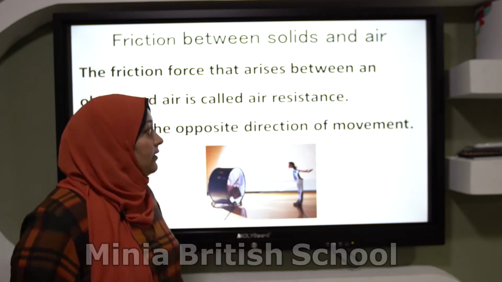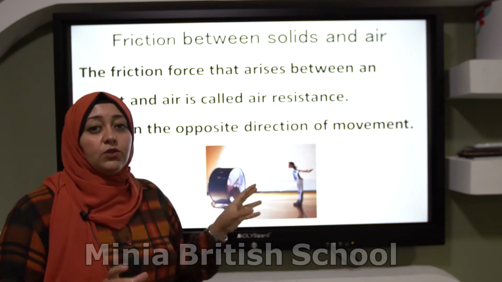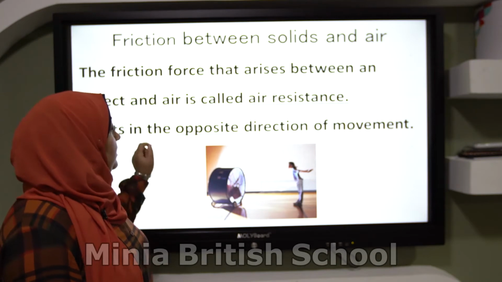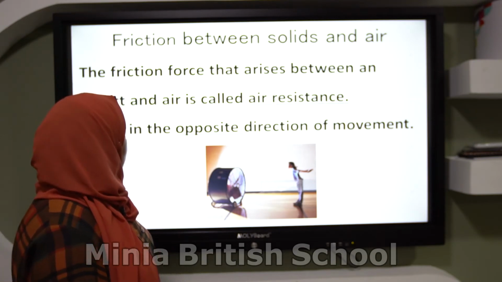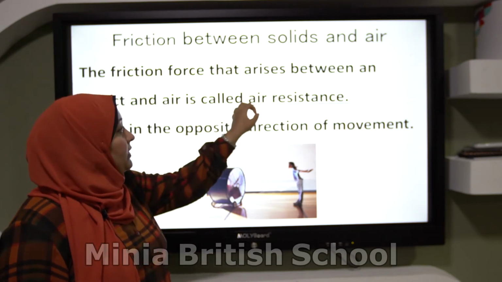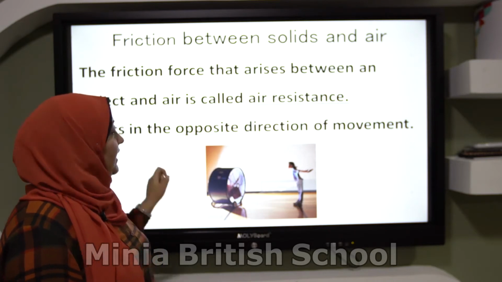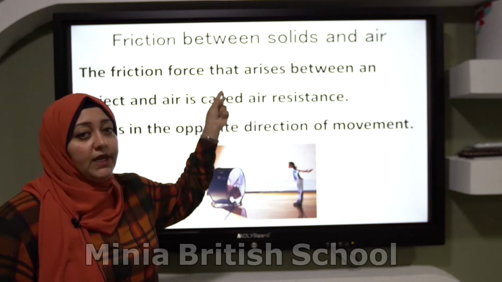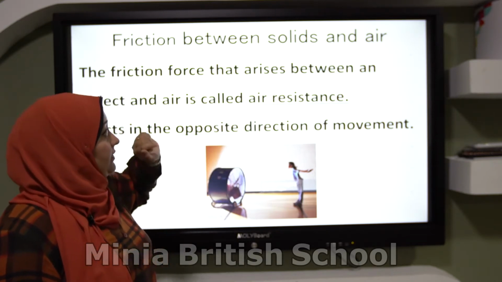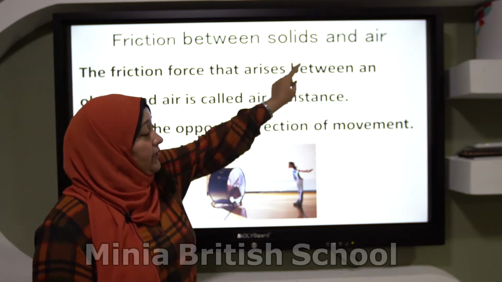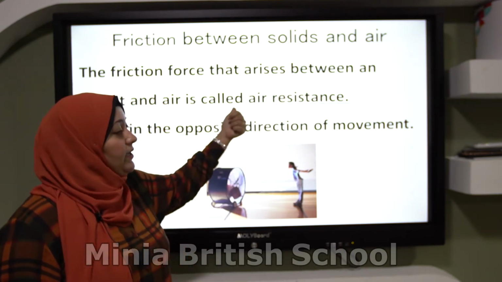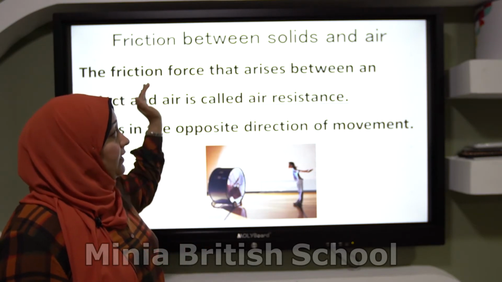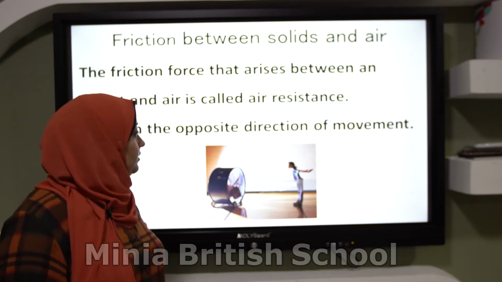What is this? This is the friction between a solid object and the air. The friction force that arises between an object and air is called the air resistance. So it has another name. We can say it is the resistance between solids and air, or we will say it is the air resistance. And this is called the friction between the air and the solid.